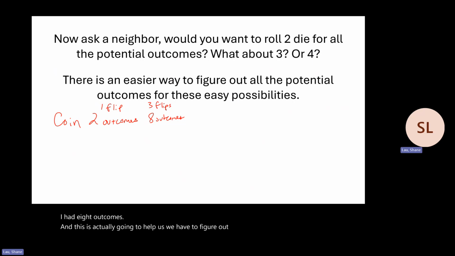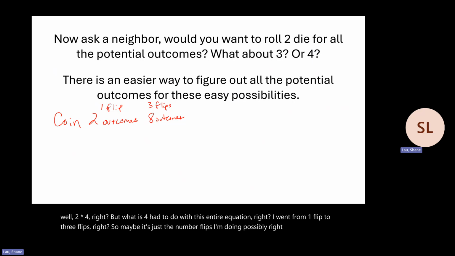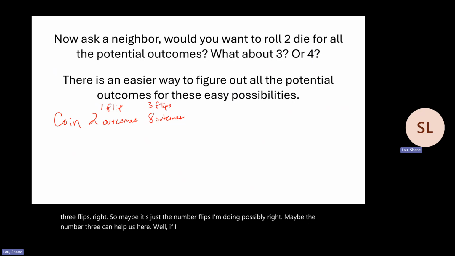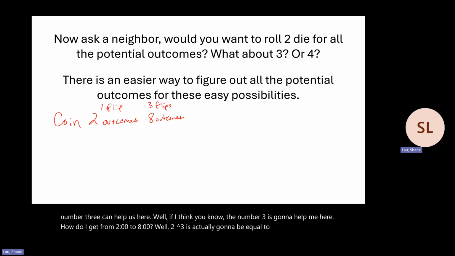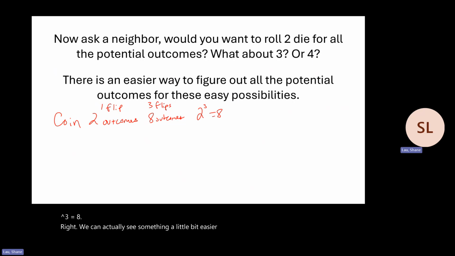We have to figure out what the relationship is between 2 and 8 that gives us this many. And I know a lot of us are going to think, oh, well, 2 times 4, right? But what does 4 have to do with this entire equation? I went from 1 flip to 3 flips, right? So maybe it's just the number of flips I'm doing, possibly. Maybe the number 3 can help us here. Well, if the number 3 is going to help me here, how do I get from 2 to 8? Well, 2 cubed is actually going to be equal to 8. And so if I say 2 cubed equals 8, we can actually see something a little bit easier. So we'll come back to this.